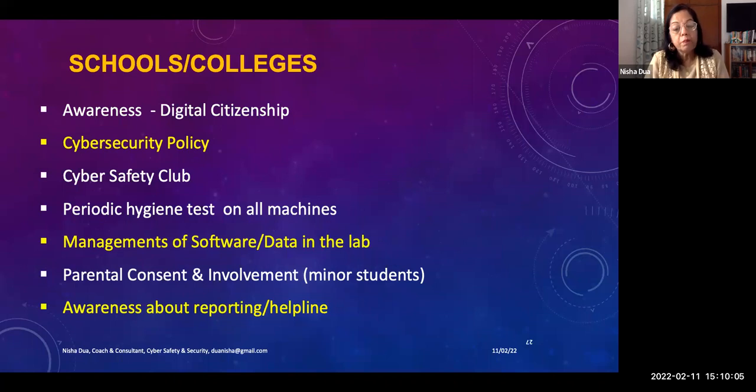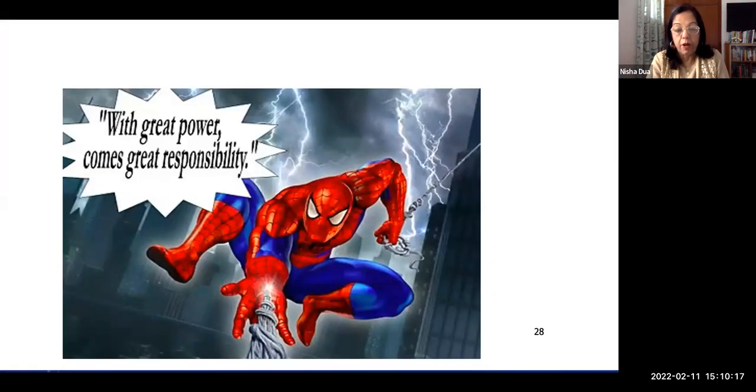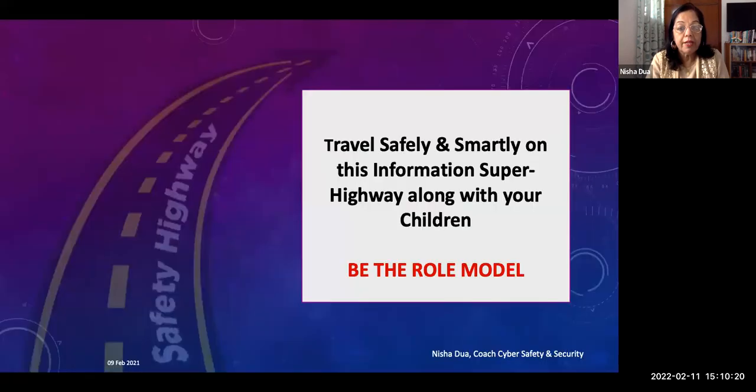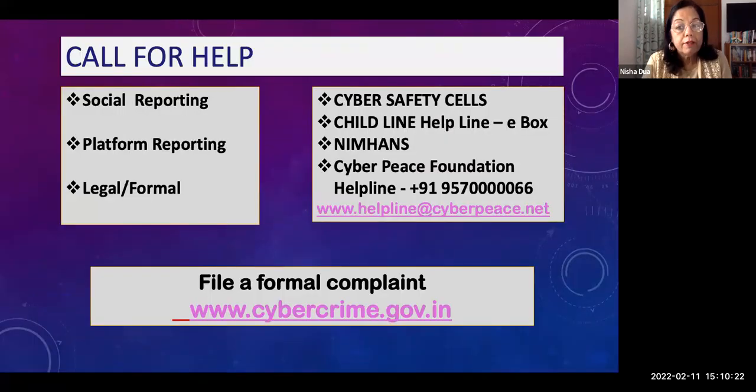And awareness about reporting and helpline. It's very important to know if there is an issue, then how and where one can report. There are mechanisms which a lot of us are not aware about. So I'll come back to this slide in a minute. And I'll quickly talk about reporting here. So one is social reporting, whereby a child reports to the parents or the counselor, and then it's an informal kind of reporting. Let's say behavioral issues are there, so the child is taken to a therapist or a counselor.